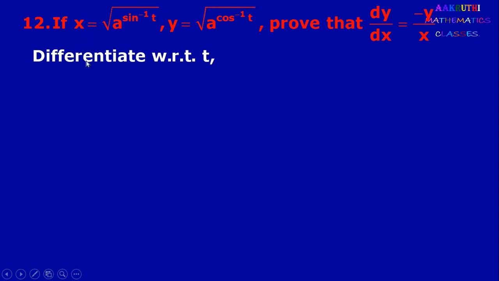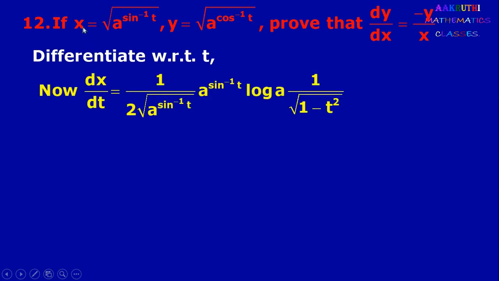So first find dx by dt. Here dx by dt is of the form root, and root x differentiation is 1 by 2 root x. Therefore the differentiation of root of a to the power sin inverse t is 1 by 2 into root of a to the power sin inverse t. Now here it is not t; in place of t we have a to the power sin inverse t, so you have to differentiate a to the power sin inverse t again. It is of the form a power x, and a power x differentiation is a power x into log a. Therefore a to the power sin inverse t differentiation is a to the power sin inverse t into log a.